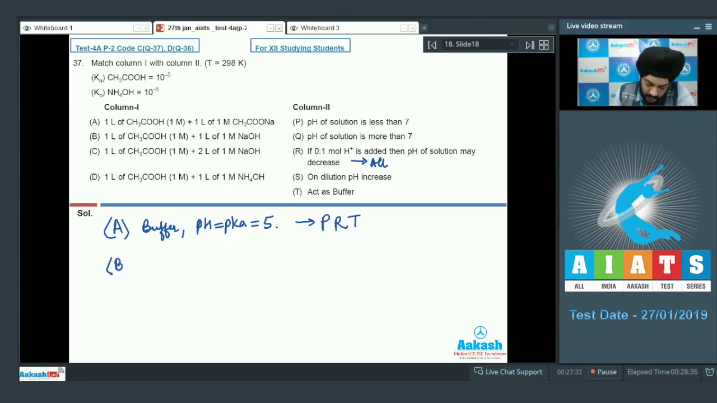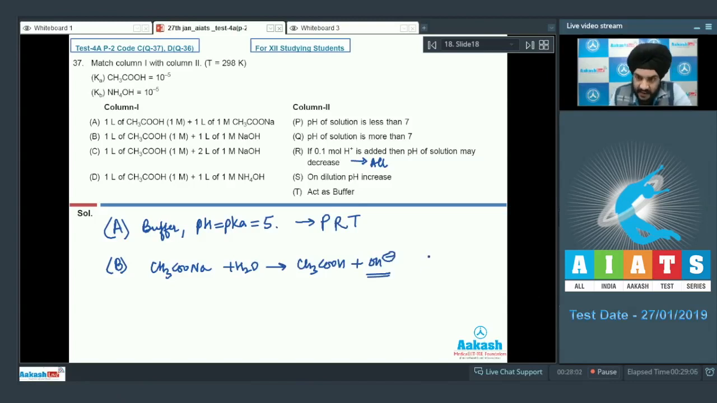If you look at option B now, in option B, we have been given 1 liter of CH3COOH, which is 1 molar, which is added to 1 liter of 1 molar NaOH. So there will be complete neutralization in the system and we are going to have the formation of CH3COONa. Now this CH3COONa will undergo hydrolysis and it will react with H2O to give us CH3COOH and OH minus, which will make the solution basic. So for the basic solution, we have the pH more than 7. So Q will be a match in this case.